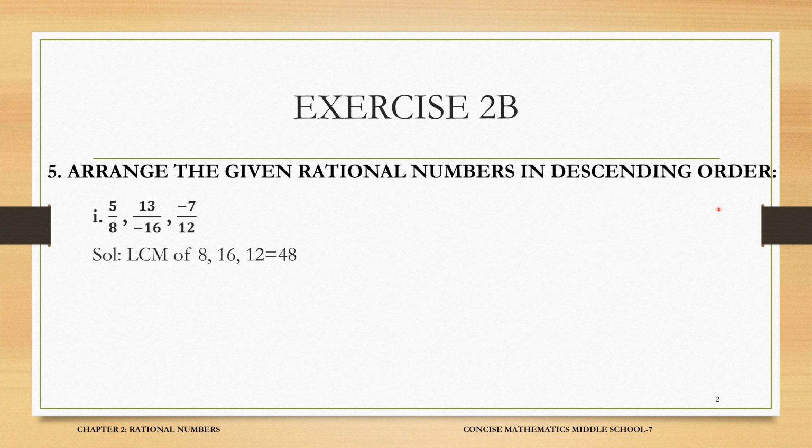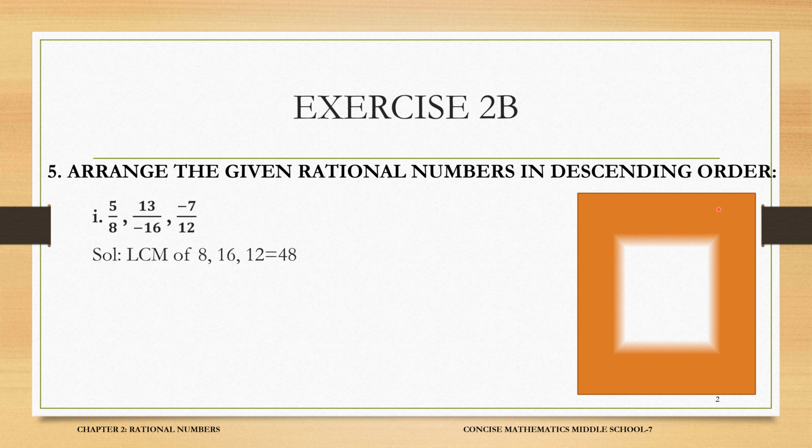So the first step is to take the LCM of 8, 16 and 12. It becomes 48. How to take the LCM of 8, 16 and 12: just write 8, 16 and 12. Always start dividing with the least number, 2. All three are divisible by 2. So start with 2. 2 4s are 8, 2 8s are 16, 2 6s are 12.